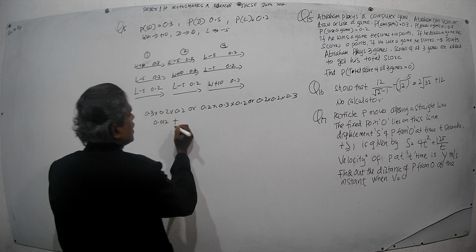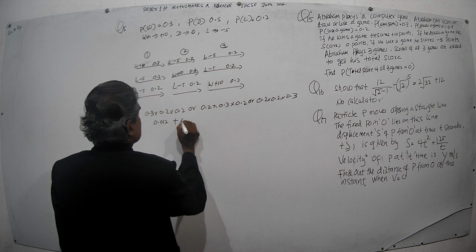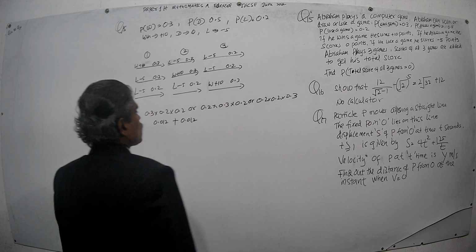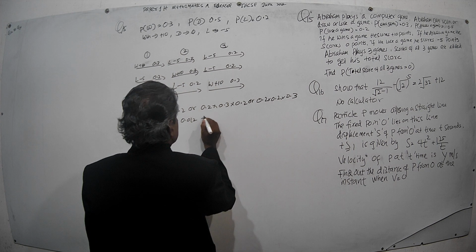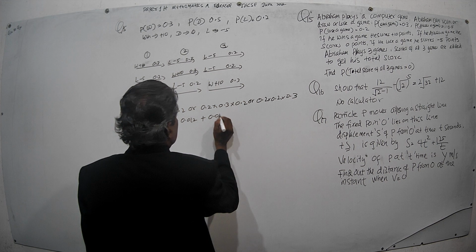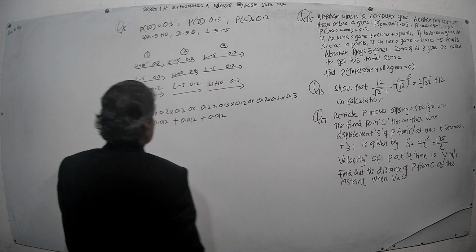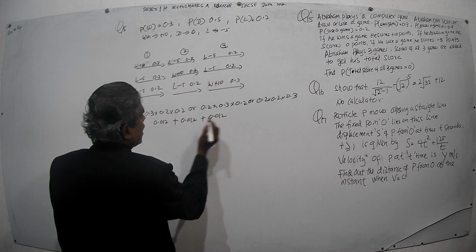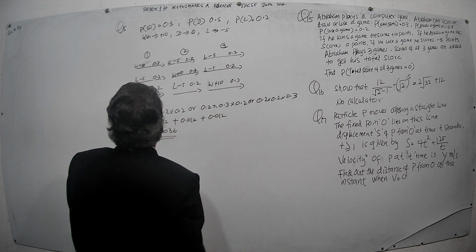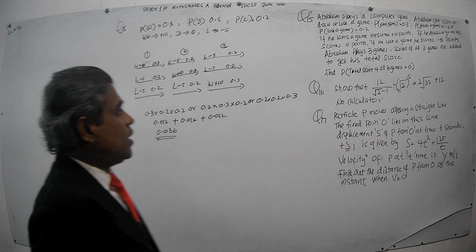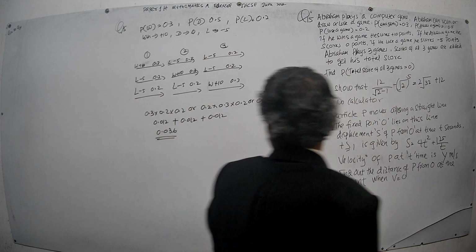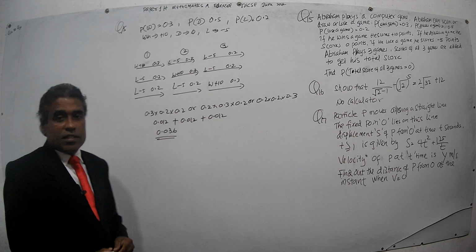Then plus. This one is also the same thing, 0.012. Then next one, plus 0.012. Add all together. Then what are you getting? 12, 12, 36. That means 0.036. This will be the probability of him getting a total score of 0 by playing all 3 games. Okay. That is that. Right.